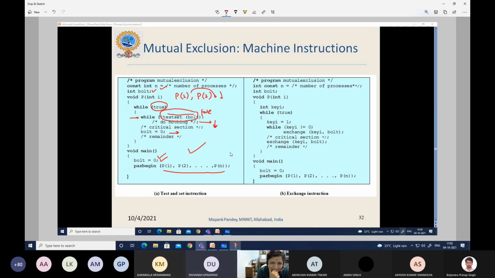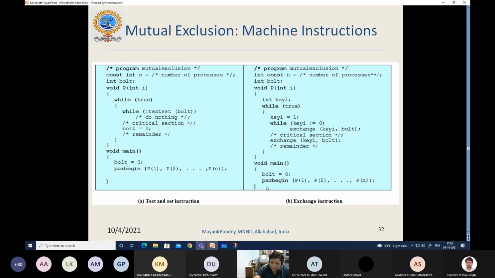Yes, I got it. P0 is again in the race, no? There, once P0 is executed, P0 cannot execute again unless P1 is executed. Clear? Yes, sir. Now I'm leaving this exchange instruction for you to study, and how using exchange instruction we can provide mutual exclusion. I'm leaving this for you to study by yourself.